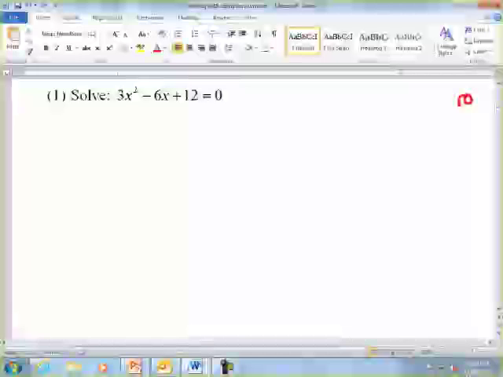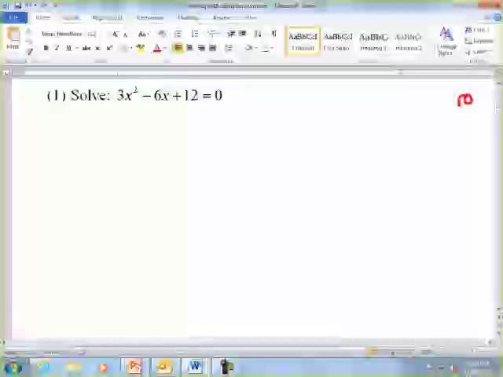Could we solve this equation by taking square roots? Why or why not? So yes or no, and why or why not? It's no, but it's not because it's negative. It's because there's the single x term.